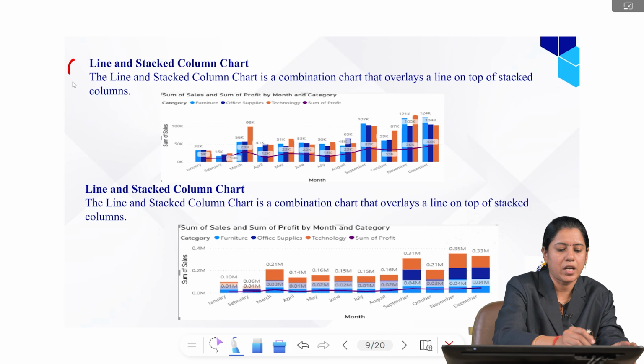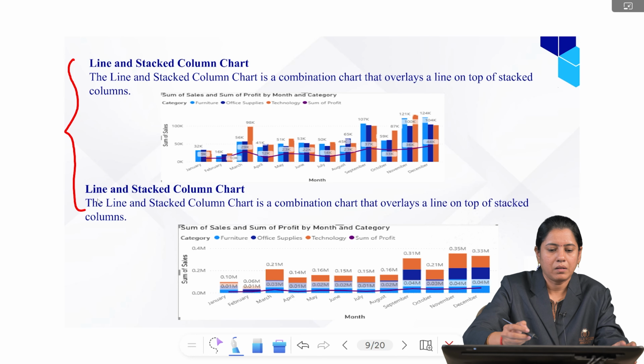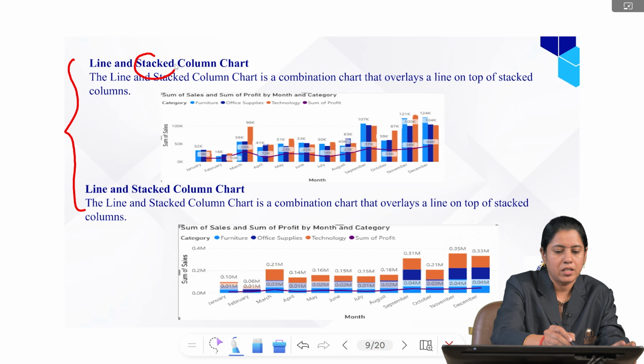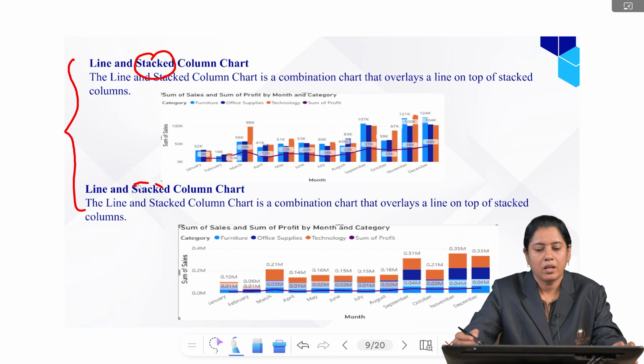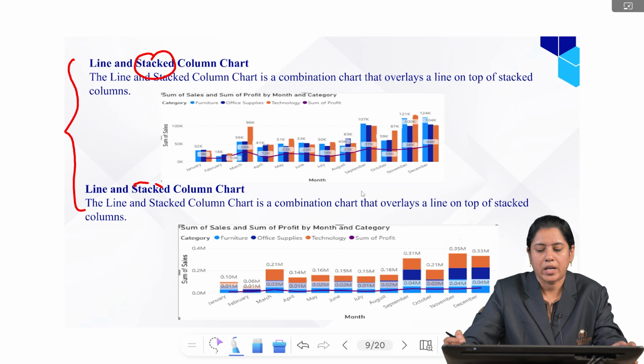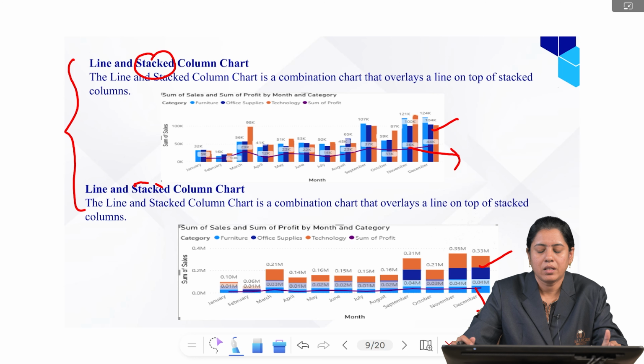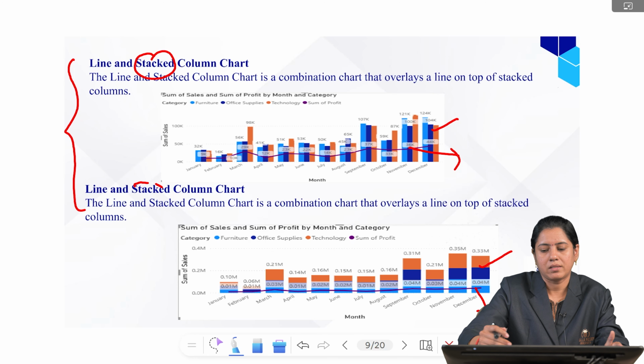So next set of charts is line and stacked column chart. Sorry, this is the clustered chart, this is the stacked chart. Observe here, both contain two charts. One is the clustered chart, along with that we have the line chart also. Here we have the stacked chart, along with that we have the line chart also. So these two are combination charts. You can use two charts here.